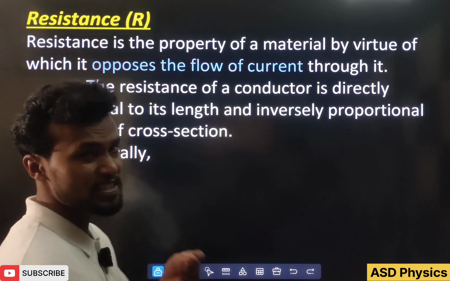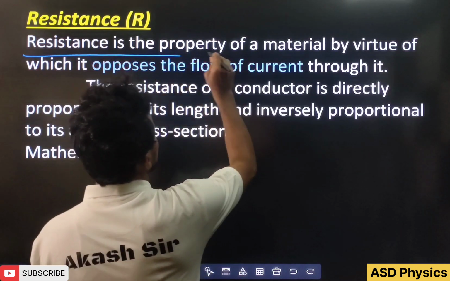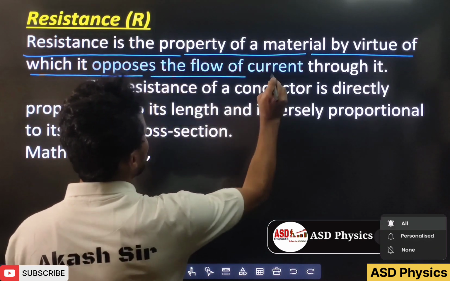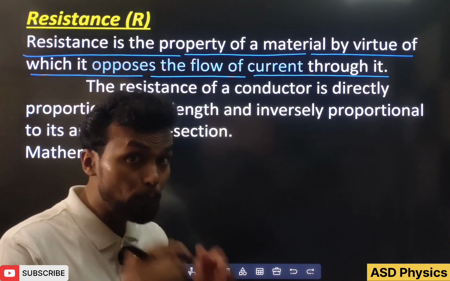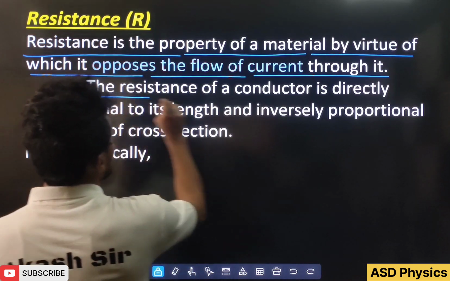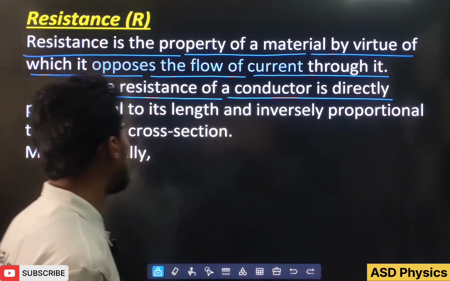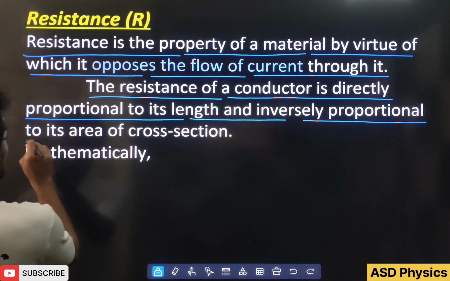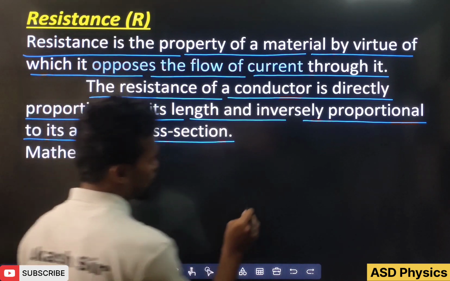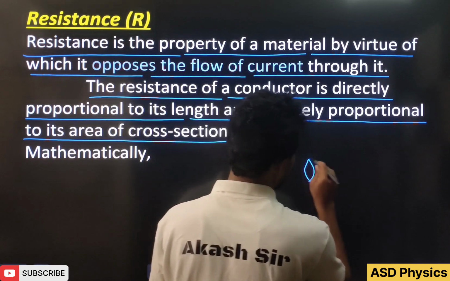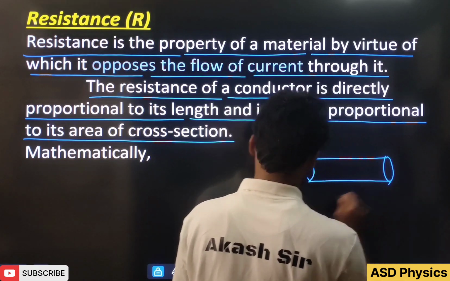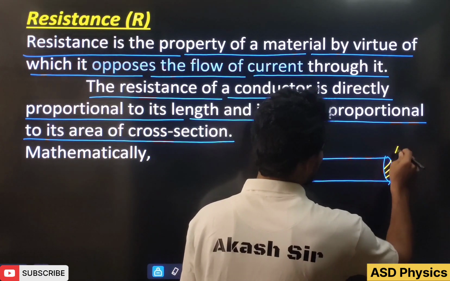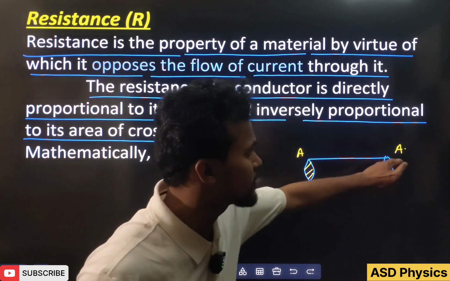So kindly see very well. Now resistance is somewhat more detailed. Resistance is the property of a material by virtue of which it opposes the flow of current through it. The resistance of a conductor is directly proportional to its length and inversely proportional to its area of cross section. Let's take for example one conductor like this, and if I draw the area of cross section, this is called the area of cross section. Here I have drawn a conductor of uniform cross section, so everywhere the cross section is the same.